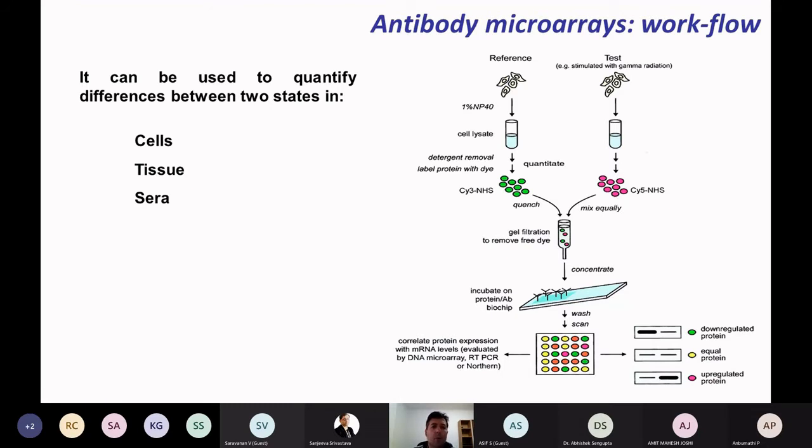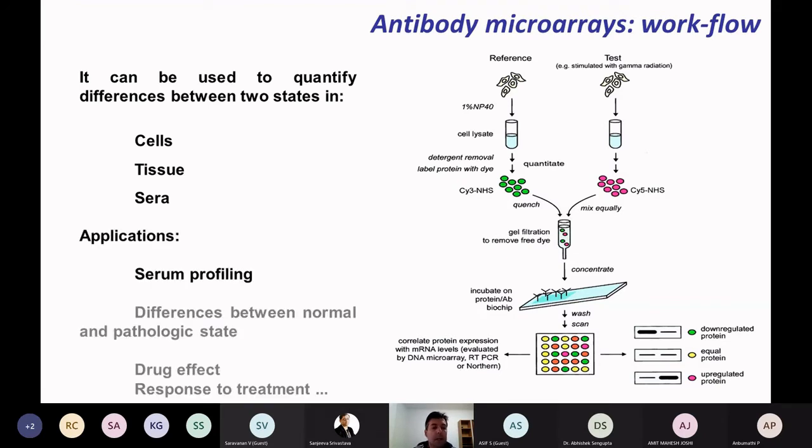Antibody microarrays can be used to quantify differences between two states in cells, tissue, sera, and almost any kind of biofluid: tears, urine, plasma, sera, etc. And their applications have been multiple; just imagine what you can compare with antibody microarrays. The first applications were related to serum profiling.